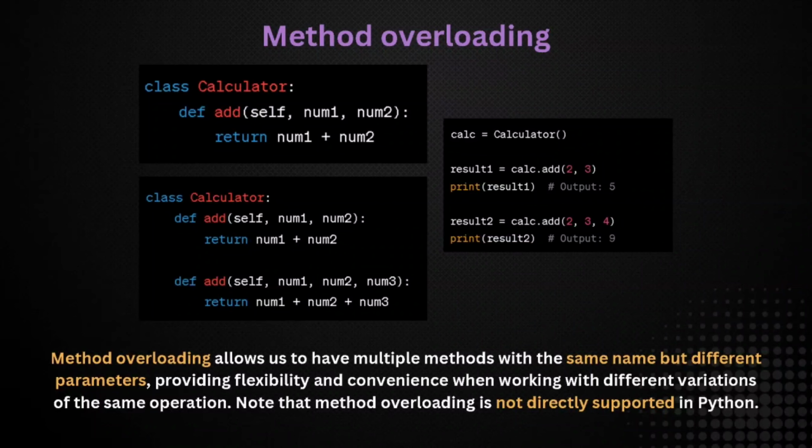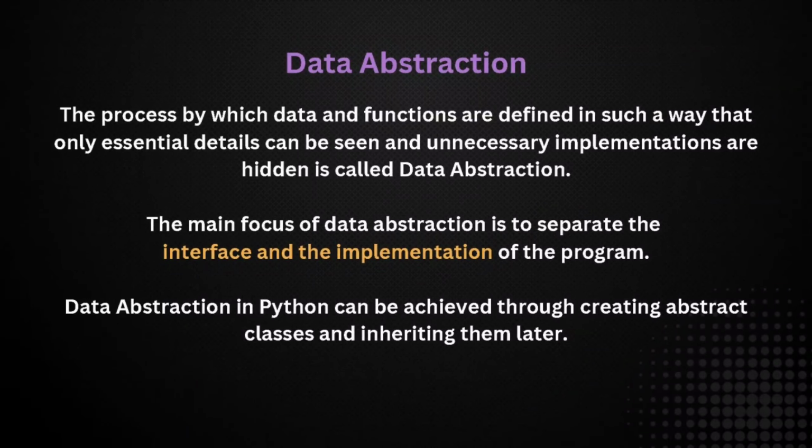So method overloading allows us to have multiple methods with the same name but different parameters, providing flexibility and convenience when working with different variations of the same operation. Note that method overloading is not directly supported in Python. This is just an example of what method overloading is. Now we have completed the third pillar of OOPS. Now it's time for the fourth and last pillar, which is data abstraction.